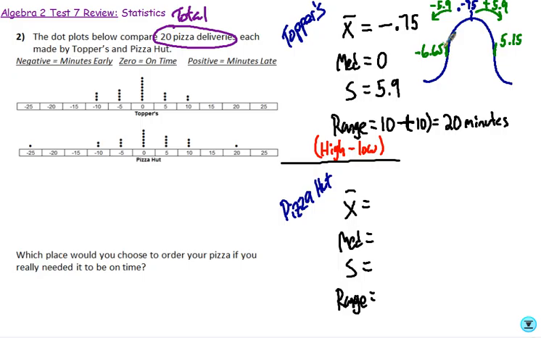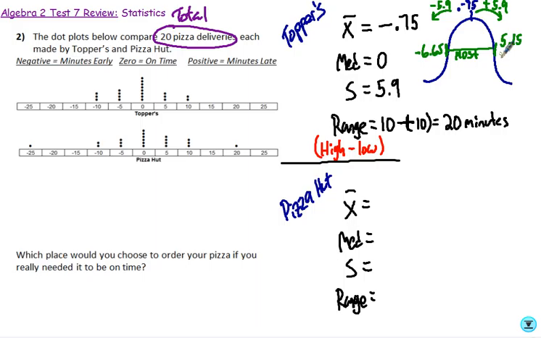Okay, so what is that? So what's the significance of that? What that means is that most of the time, right? Not all the time, but most of the time, they were anywhere from about 7 minutes early, if you rounded that up. So most of the time, they were anywhere from about 7 minutes early to about 5 minutes late.